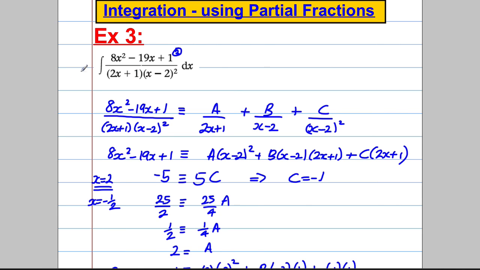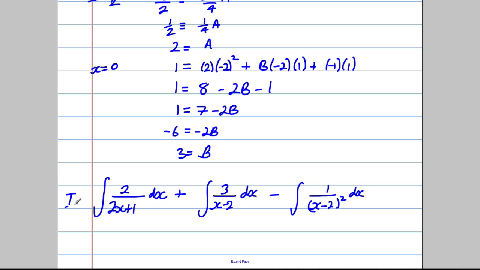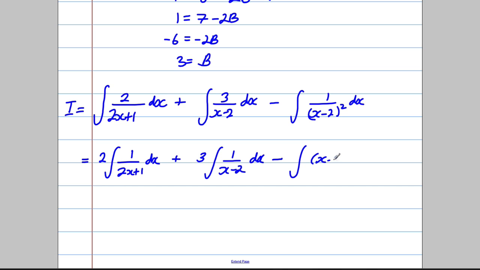Okay, so if I call this thing the integral I'm trying to work out capital I, I could then just go down here and start my working off and call that capital I. So I could say I is equal to, so I should be able to integrate it. I'm going to take the 2 out of the front, and I'm going to say that's 1 over 2x + 1 with respect to x, plus 3 times 1 over x − 2 with respect to x, subtract the integral of (x − 2) to the power of negative 2 with respect to x.